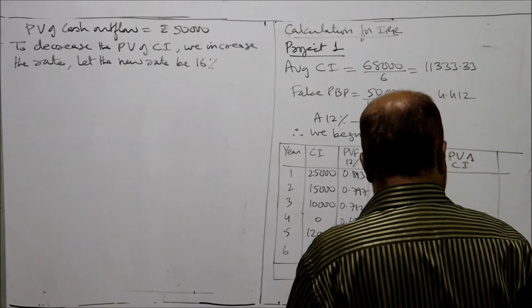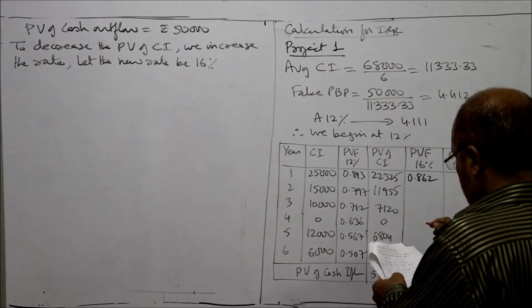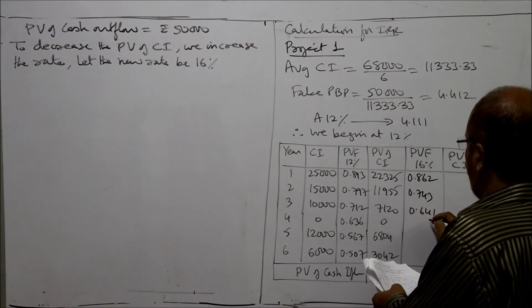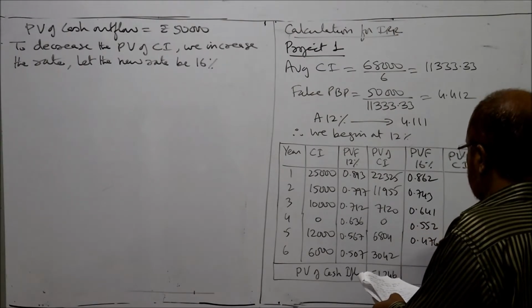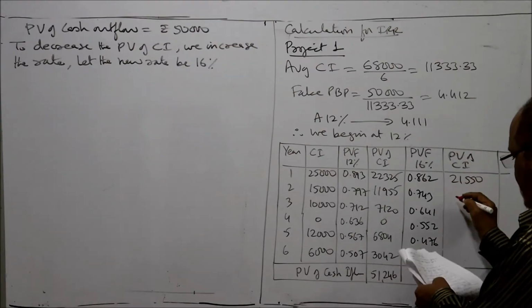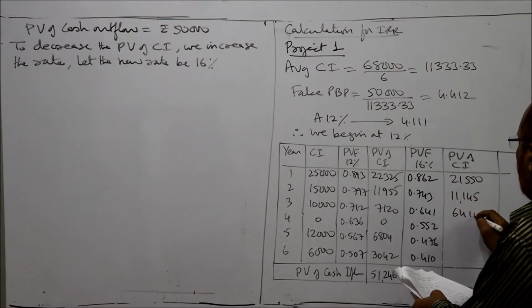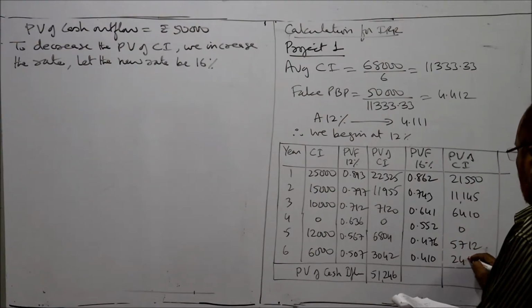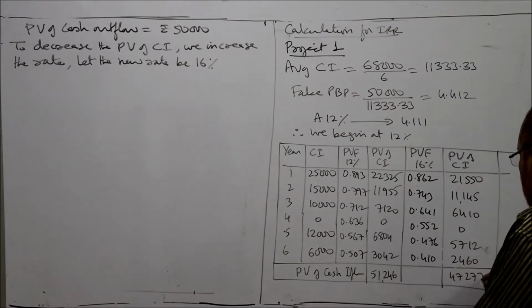So PV factors at 16% are 0.862, 0.743, 0.641, 0.552, 0.476, 0.410. So 21,550, 11,145, 6,410, 0, 5,712 and 2,460. Total is 47,277.